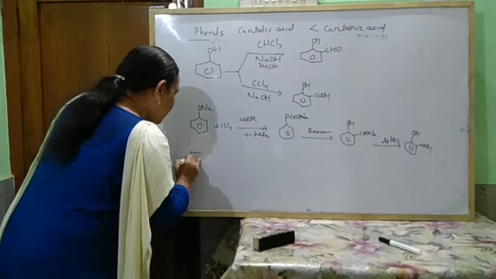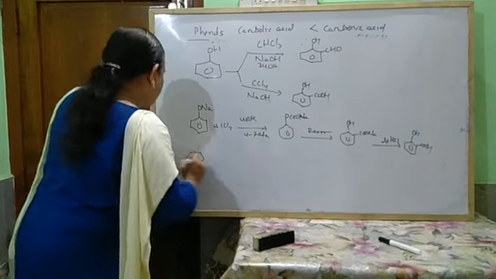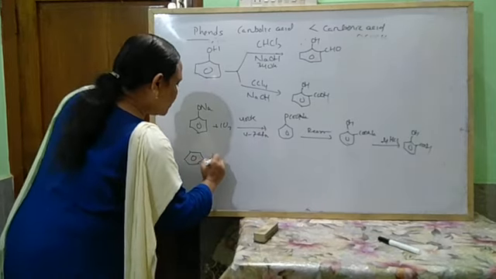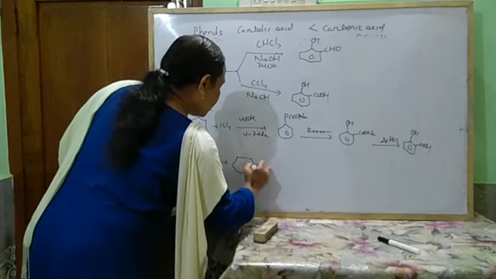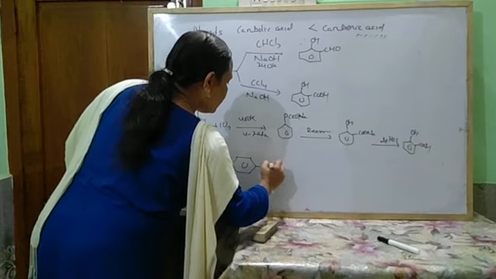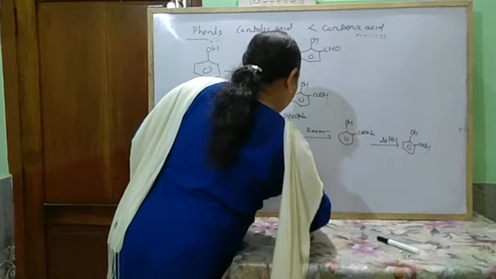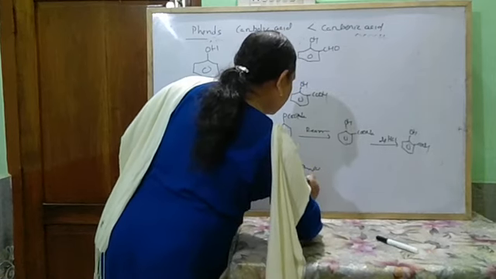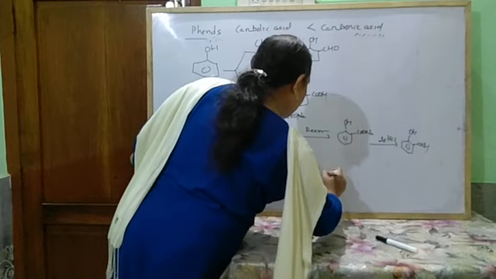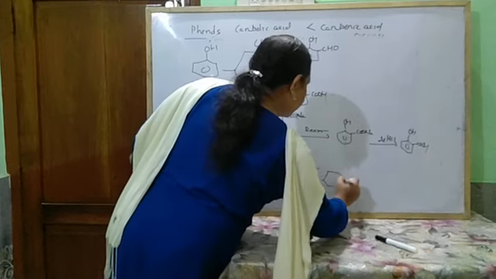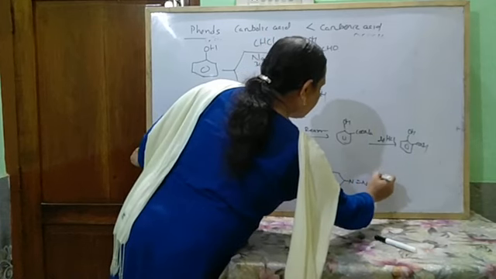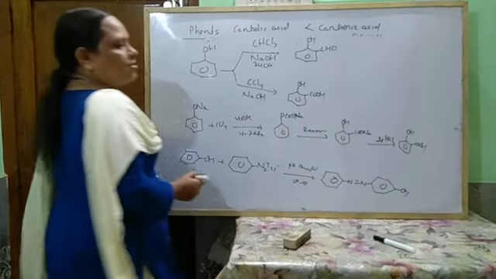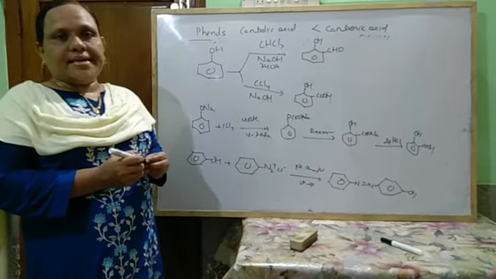Similarly, phenol reacts with benzene diazonium chloride in slightly alkaline medium at ice cold temperature to form an orange dye, that is para-hydroxyazobenzene, and this is known as coupling reaction.